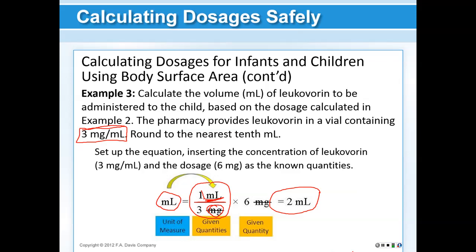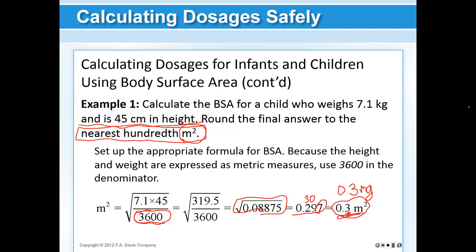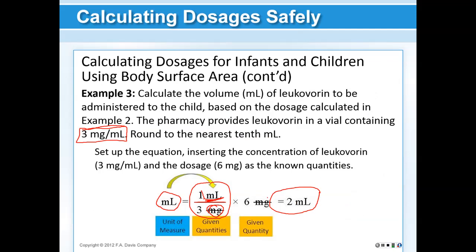Here's where I want you to critically think. If you would have gotten an answer of 200 milliliters, do you think that would be a normal, reasonable volume to administer to your pediatric client who weighs 7.1 kilograms? This is a very small child. No. And so use that critical thinking to interpret and to decipher, yes, 2 milliliters is a reasonable dosage, absolutely.